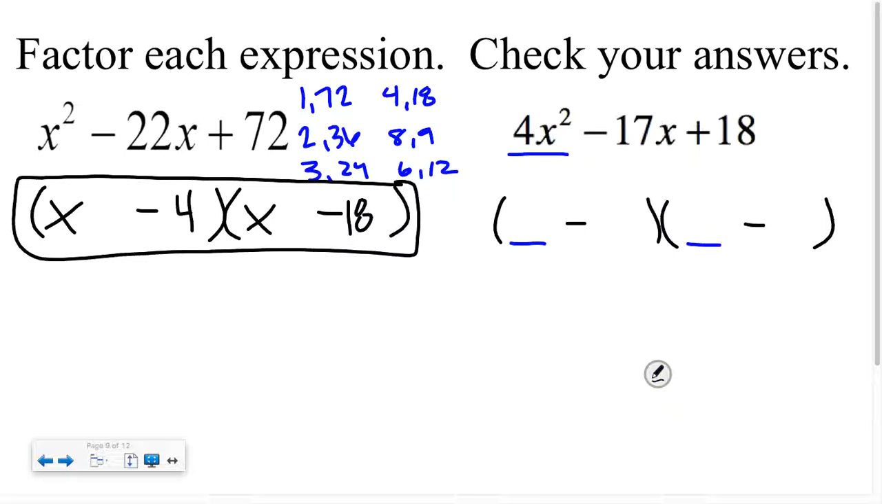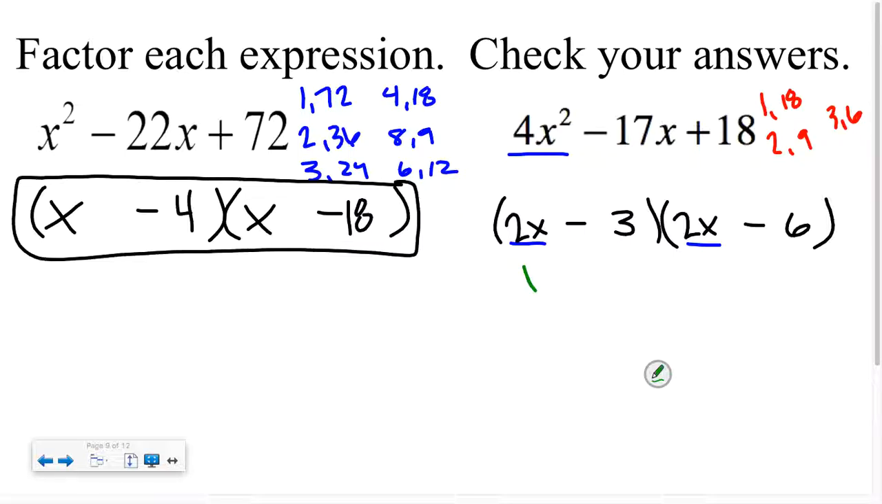Something times something that will give me 4x squared. 2x and 2x, okay? And then we need to make 18 when I multiply them. I can use 1 and 18, or 2 and 9, or 3 and 6. Those would be my whole number factors. What are we going to try? 3 and 6? Okay, it doesn't really matter. This is kind of the trial and error part.